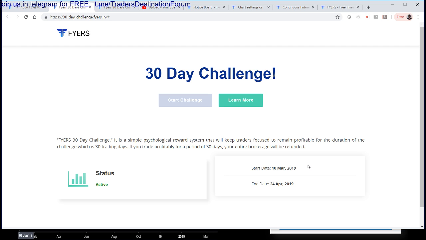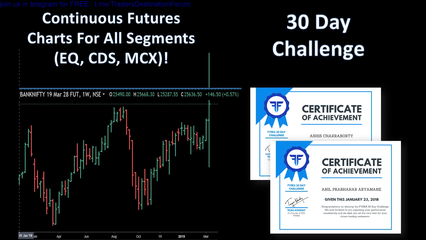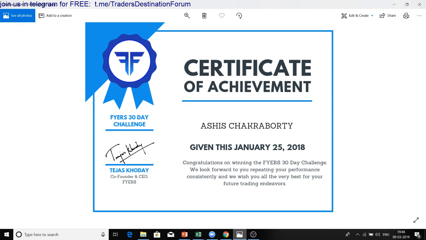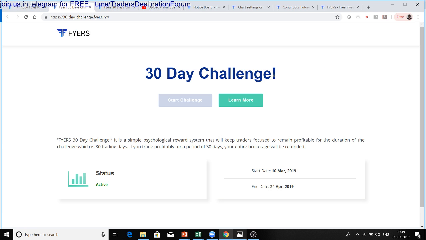By that I mean, brokerage doesn't mean the complete amount. For example, if you are trading one lot of Bank Nifty, approximately 160-170 rupees of charges will be levied, and the brokerage is 20 plus 20, 40 rupees only. The remaining are exchange charges, government taxes, STT and all that. So that you will definitely not get. What you will get back is the brokerage amount. So you can activate this challenge. It's interesting because you will not only get the brokerage back, but also this kind of interesting certificate at the end of the winning period.